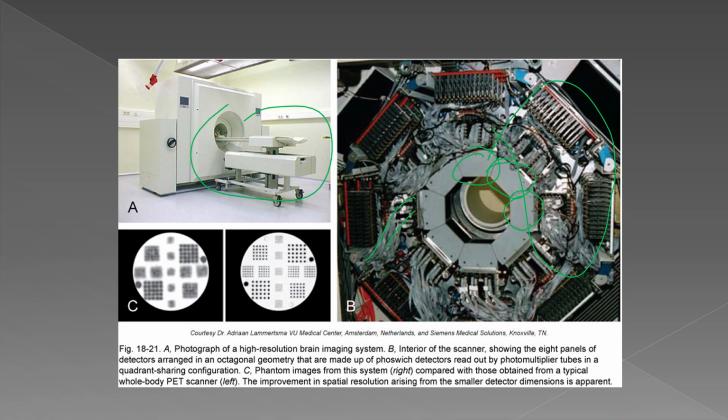But anyway, back to this picture. A is a dedicated brain scanner. It's a really small field of view. You can see that in B, that it's a lot smaller, but all those electronics are going to be the same as what you'd see in any camera. And then C is phantom images of that system. And you'll notice that it has much better spatial resolution. Spatial resolution is extremely important when you're doing brain imaging. You want a camera that has really good spatial resolution.